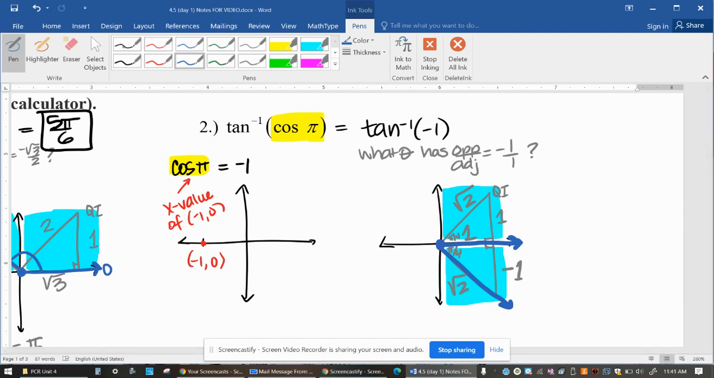All right, so if I specifically look, this is what I wanted. I wanted opposite over adjacent to be -1. The reference angle is pi over 4, but according to the restrictions, my angle could be positive pi over 4 or negative pi over 4. So positive pi over 4 wouldn't give me the -1/1. That would be positive 1/1. So it can't be this one. It's got to be negative pi over 4, the one that ends up in quadrant 4 and goes down.